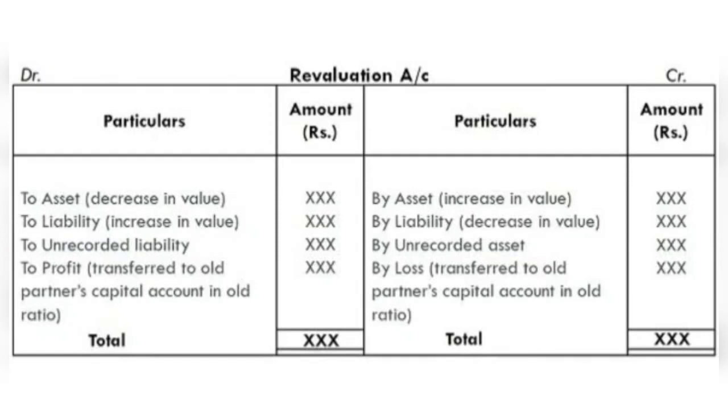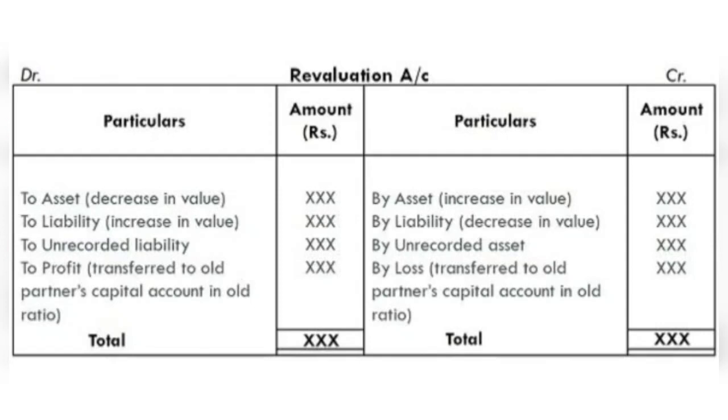Let us start. When the value of an asset increases, it is taken into the credit side of the revaluation account. If an asset decreases, it is taken on the debit side. Similarly, if a liability increases, it is taken into the debit side, and if a liability decreases, it is taken into the credit side of the revaluation account.